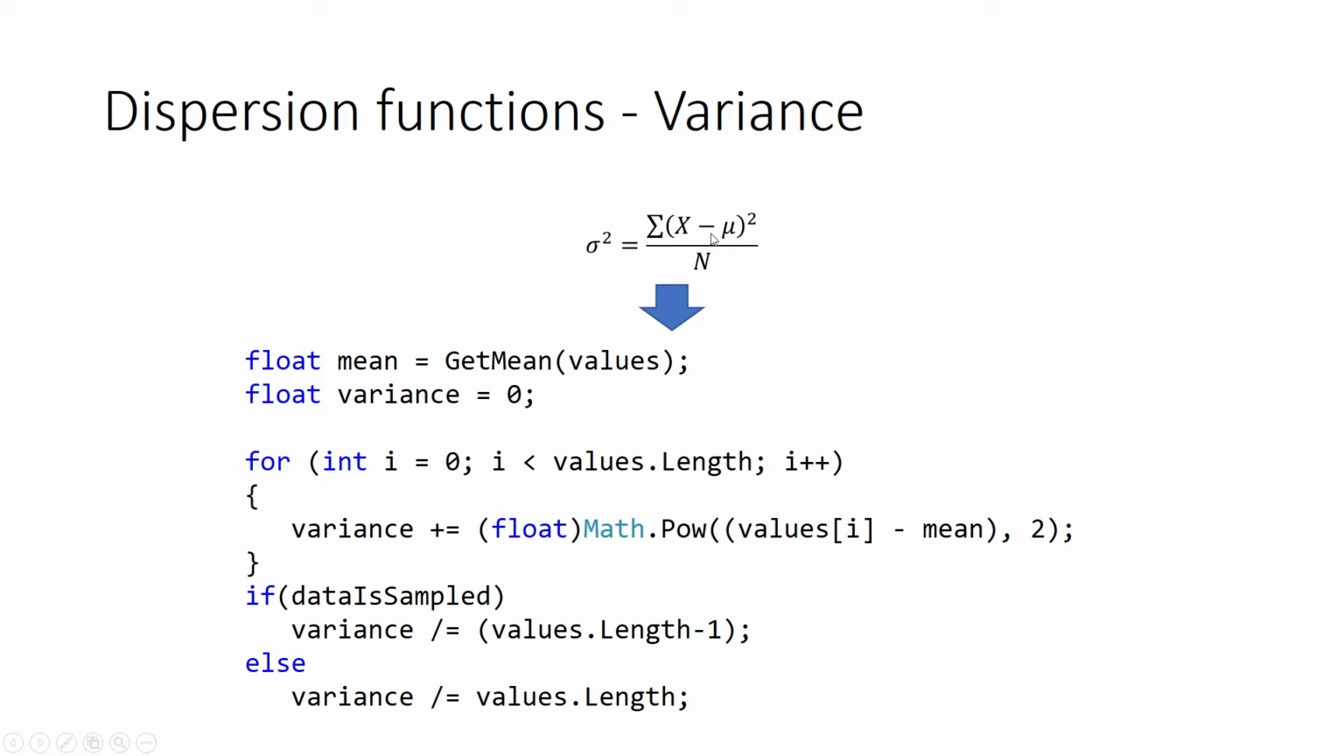There's actually two formulas for this. I didn't show you the second one, but that was n minus 1 if it is a sample instead of a whole population. So if the data is sampled, you divide by n minus 1. If it's not sampled, you divide by n. I think that's one of the more complicated ones we're going to see.